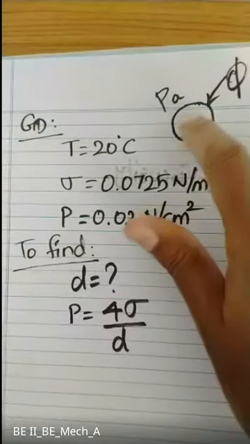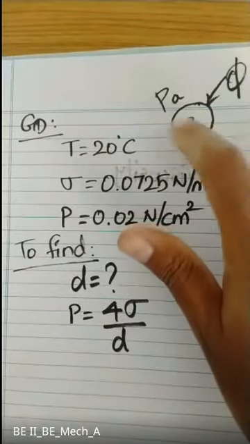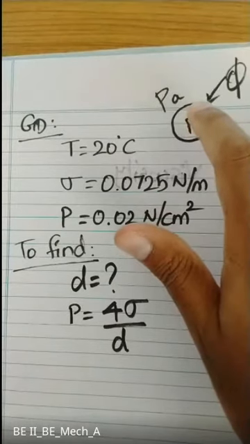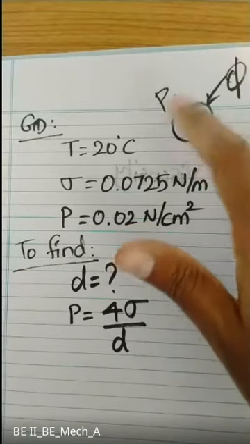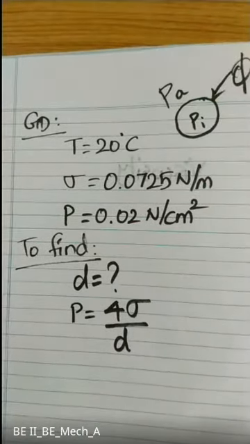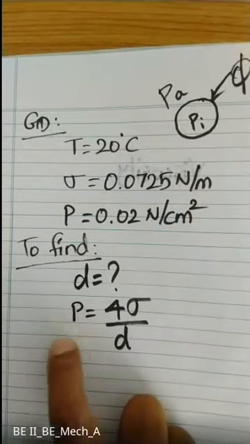You need a value of the pressure inside the droplet equal to a particular value, and it will be greater than that of the atmosphere. So you have to use these kinds of values in this formula.